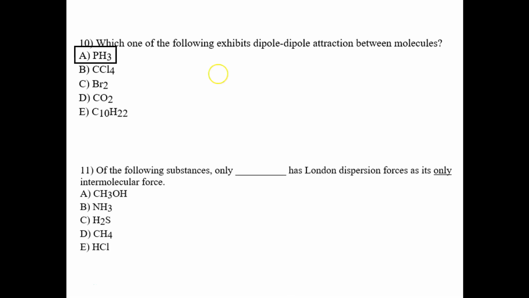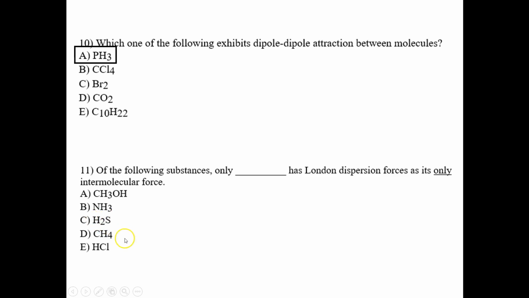Another question: of the following substances, only which has London dispersion forces as its only intermolecular force? So in this case, you are looking for the molecule that is nonpolar, because it's nonpolar molecules that only have dispersion forces as their only intermolecular force. Well, methanol has a CO bond and an OH bond and a bent geometry around the oxygen. It's very polar. Ammonia is trigonal pyramidal. We just talked about ammonia hydrogen bonding. It is very polar. Hydrogen sulfide is like water. It's bent. It has a permanent dipole.